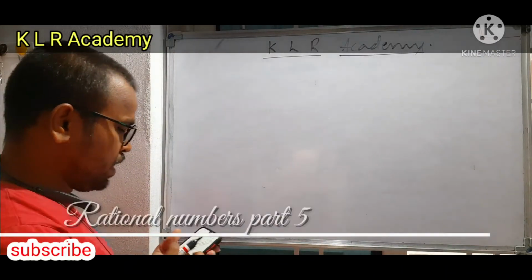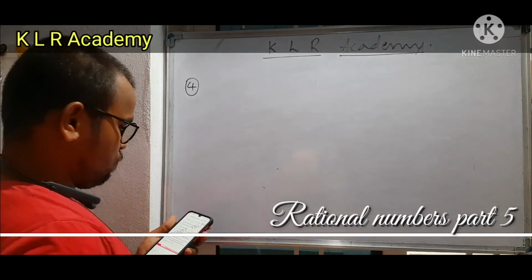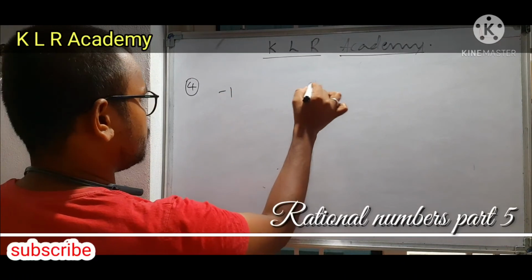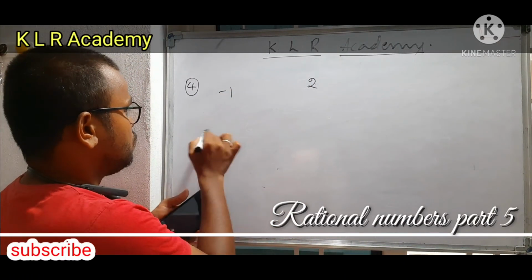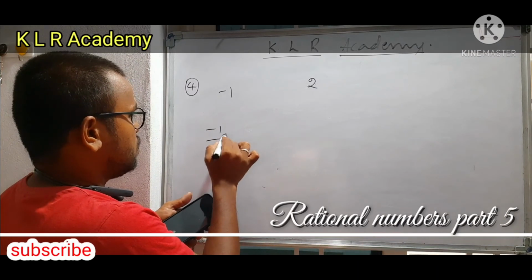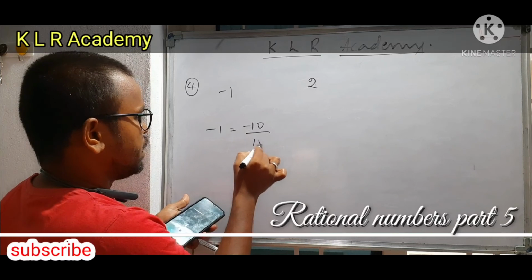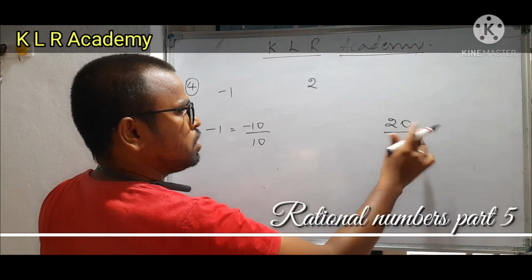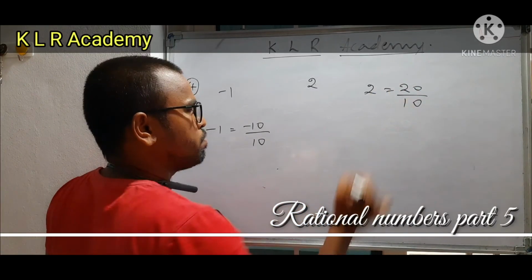Next, question number 4. Find 12 rational numbers between minus 1 and 2. So what do you do? Minus 1 is equal to minus 10 by 10. And this 2 is equal to 20 by 10.